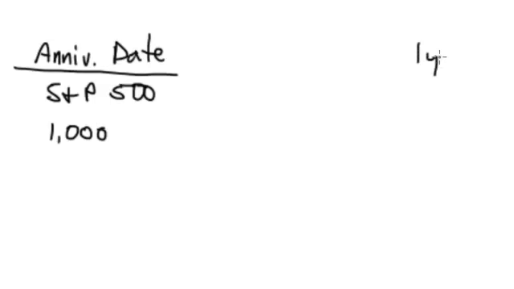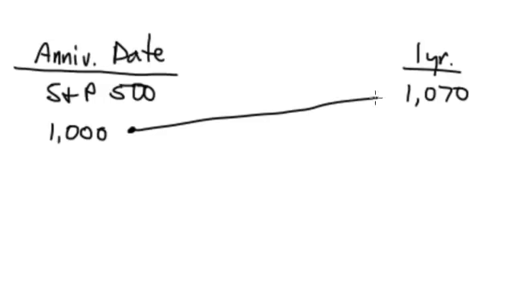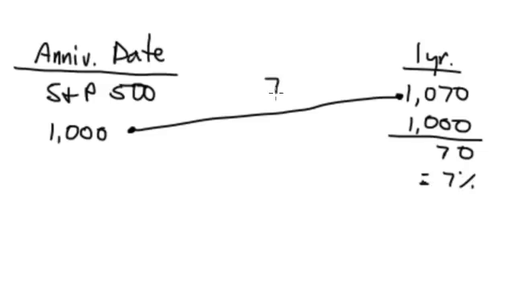One year later, on our anniversary date, we measure what the S&P did, and let's say it went up to 1,070. So we are going from point to point. We subtract out where we started, expressed as a percentage that equals a 7% return. So do we get 7%?